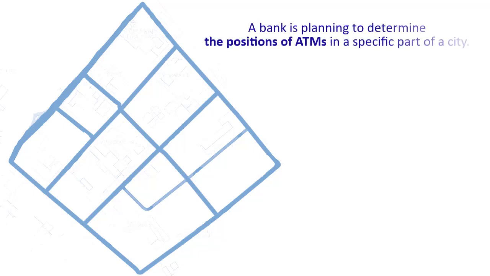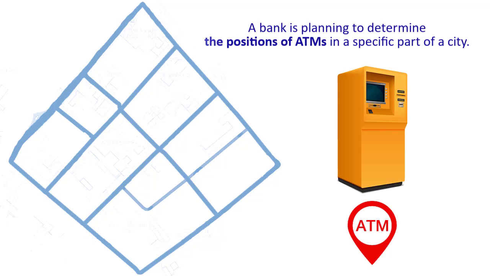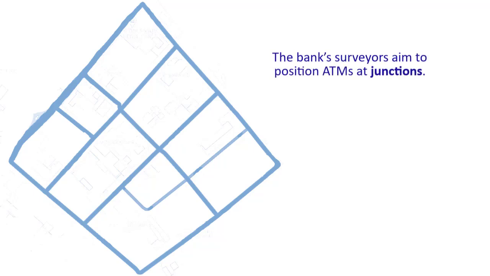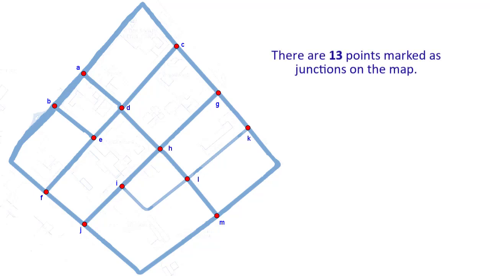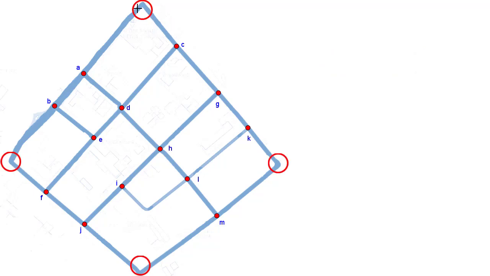Suppose a bank is planning to determine the positions of ATMs in a specific part of a city. The map is available to us. The bank surveyors aim to position ATMs at crossroads or T-junctions. We refer to all of them as junctions. There are 13 points marked as junctions on the map. These are not junctions, these are curved roads.